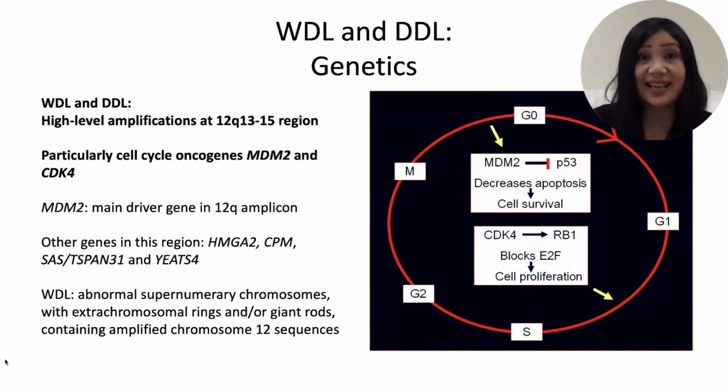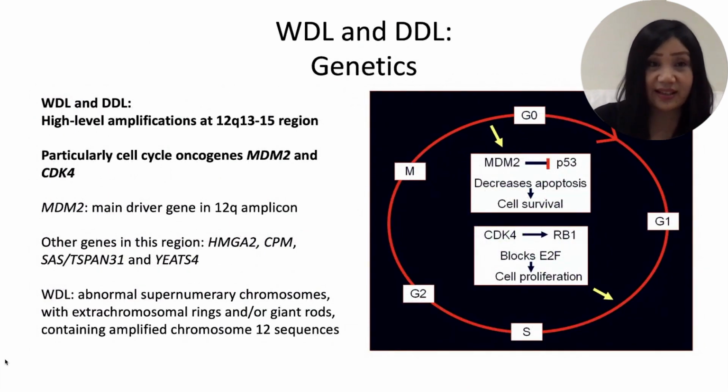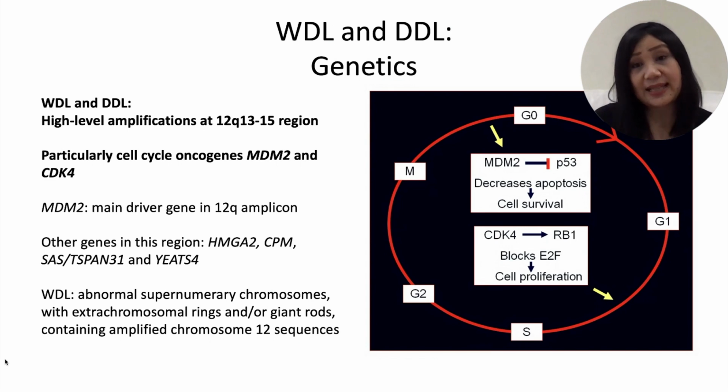So, understanding the genetics of well-differentiated and dedifferentiated liposarcomas, these are both associated with high-level amplifications at the 12q13 to 15 region. This region contains a variety of cell cycle oncogenes, but particularly MDM2 and CDK4. And MDM2 is the main driver for tumorigenesis in the 12q amplicon. There are other genes that are amplified in this region, including HMGA2 and CPM.